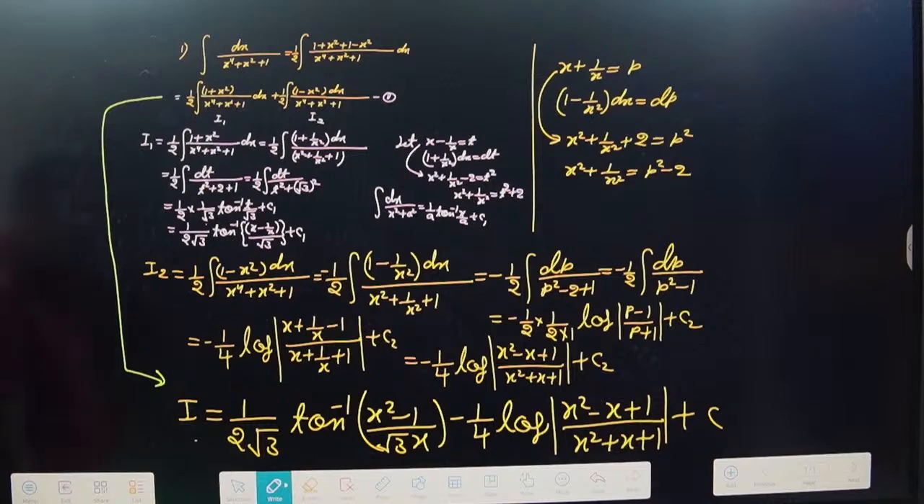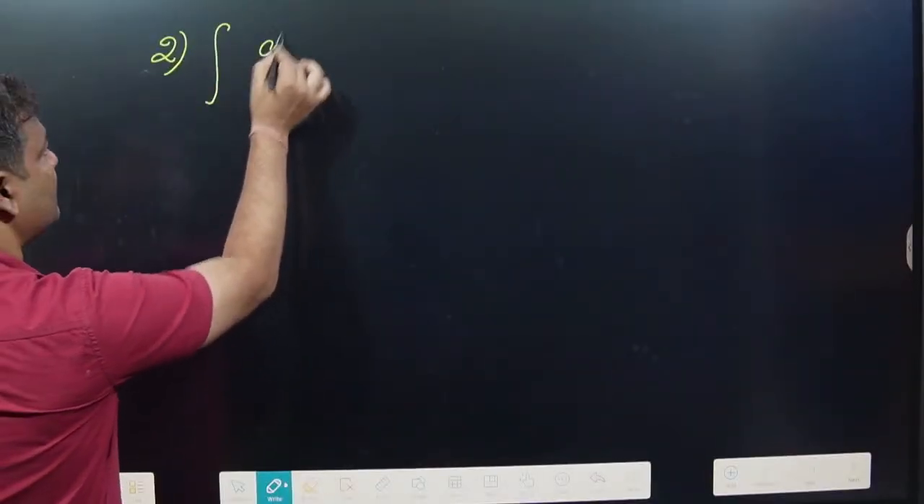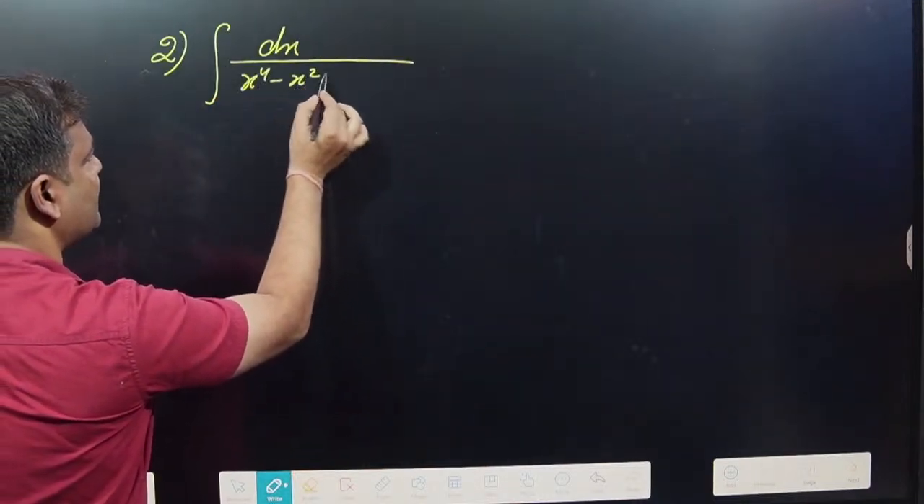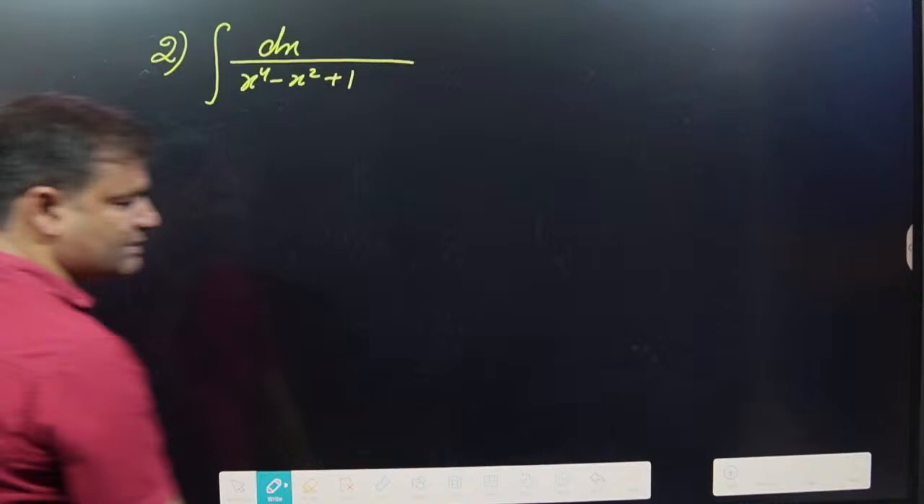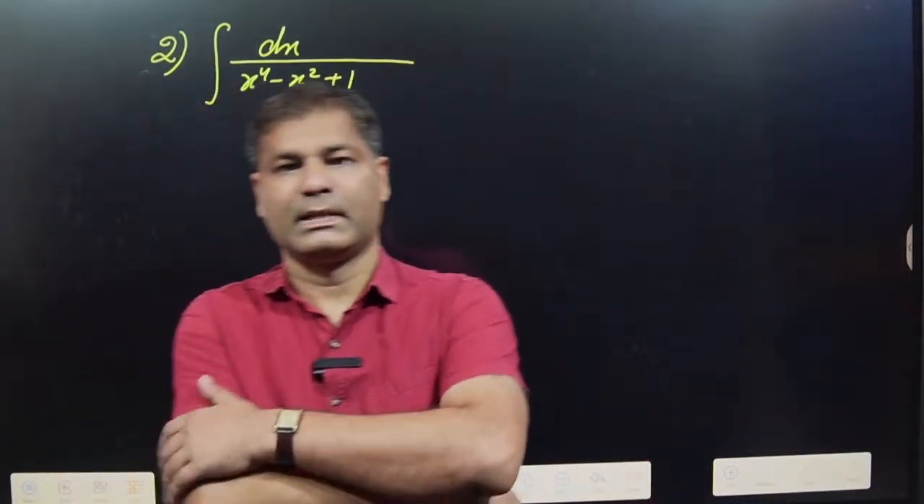After that I will focus on the next problem. First of all, make it. Problem number 2: integration of dx divided by x to the power 4 minus x square plus 1 is given. Then how can we solve this type of problem?